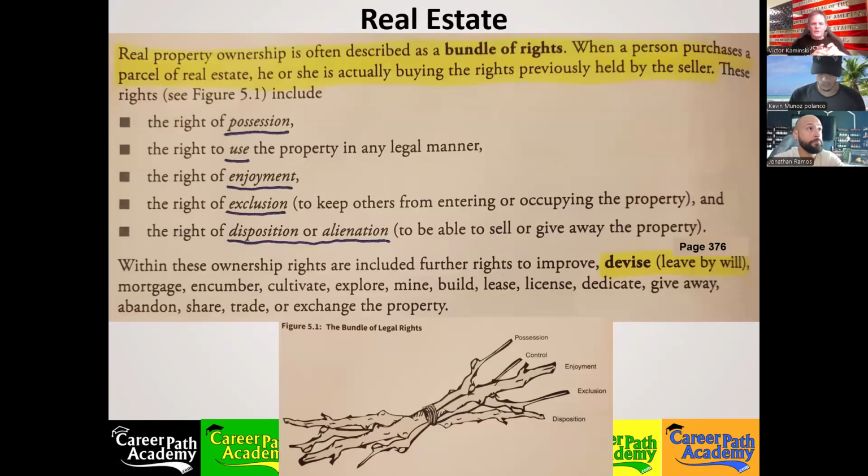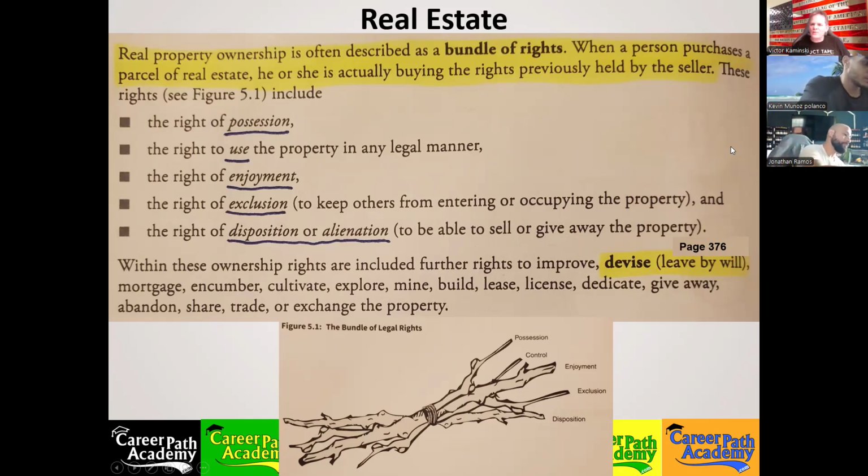So now those things that we just went over, I guess we could do some highlights of them now in the book here under bundle of rights. You don't need to study what all the rights are: possession, use, enjoyment. You don't need to do that. Just understand what the term bundle of rights is, though.